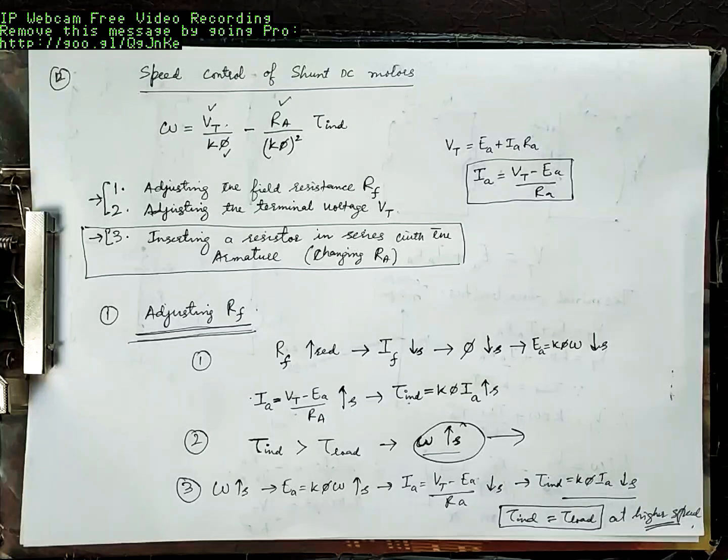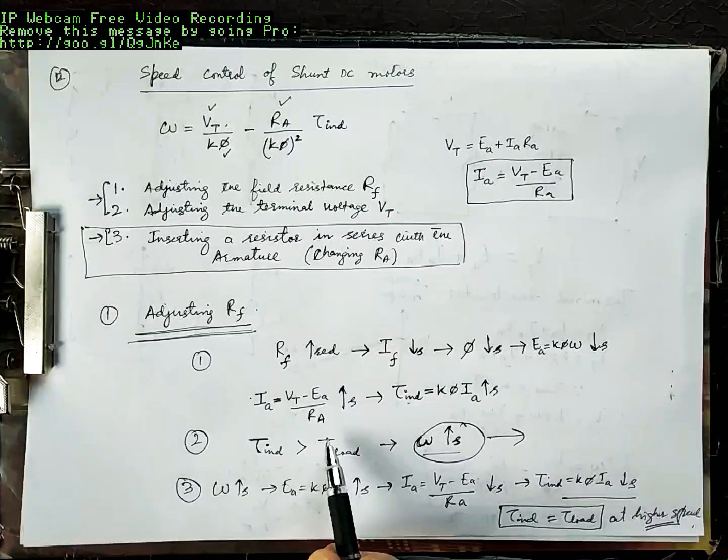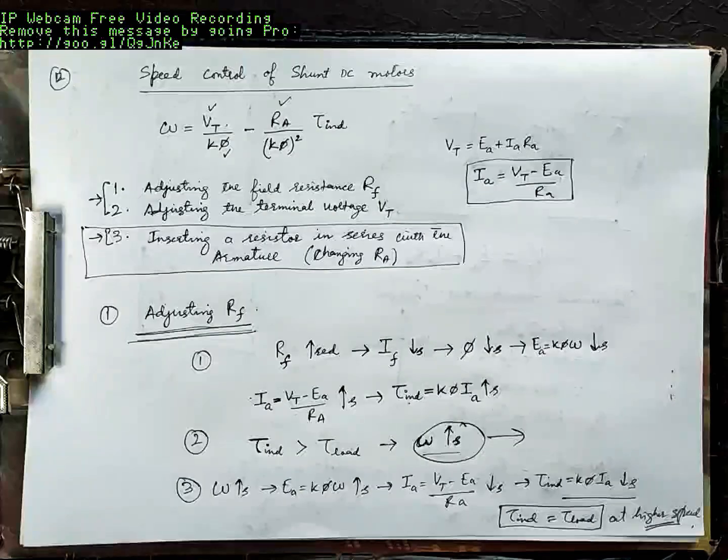Alternatively, if you want to decrease the speed of machine, you will decrease RF here. If you decrease RF, IF will increase, phi will increase, EA will increase, IA will decrease, torque will decrease, machine will decelerate, omega will decrease, EA will decrease, IA will increase, torque will increase. Torque again becomes equal to load torque, but at a lower speed. This is how we can adjust the speed of a machine, by adjusting the value of field resistance RF.